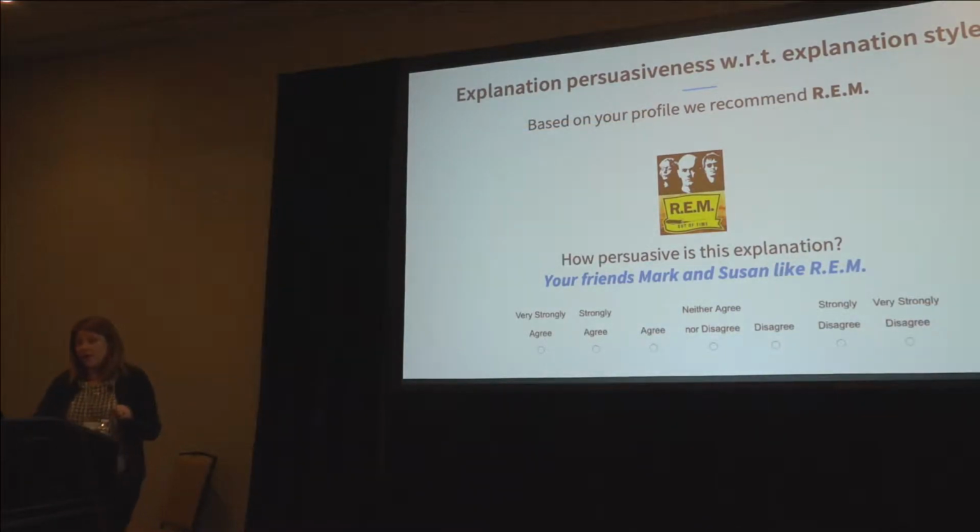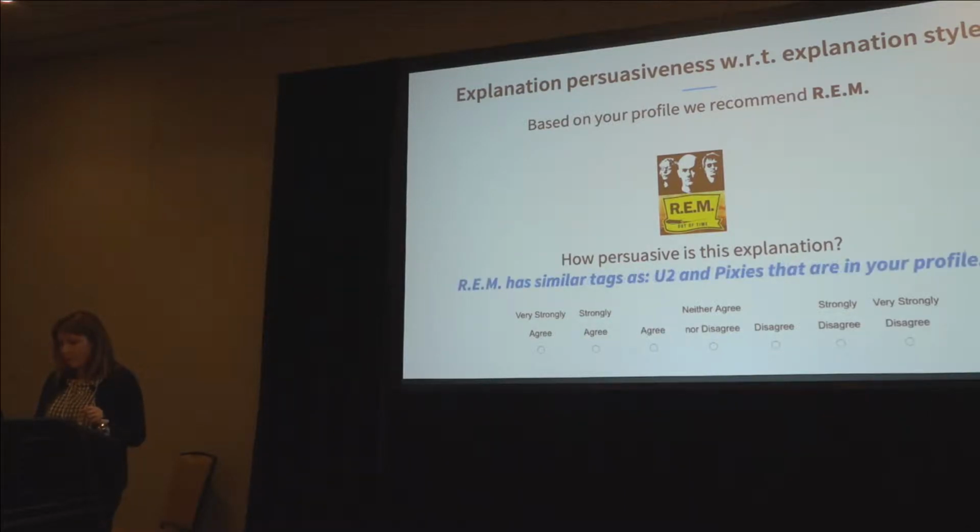So to answer the question how explanation persuasiveness varies with different explanation styles, we work as follows. We show to the user a recommendation item, in this case we show REM, along with only one explanation style. In this case we show a social-based style. And we ask the user to answer the question, how persuasive is this explanation, from 1 to 7. We continue by recommending the same artist, but in this case, we change the explanation style. So now we show a content-based explanation style and ask the same question. And we keep working in this way until we show all the explanation styles that are supported by our framework.